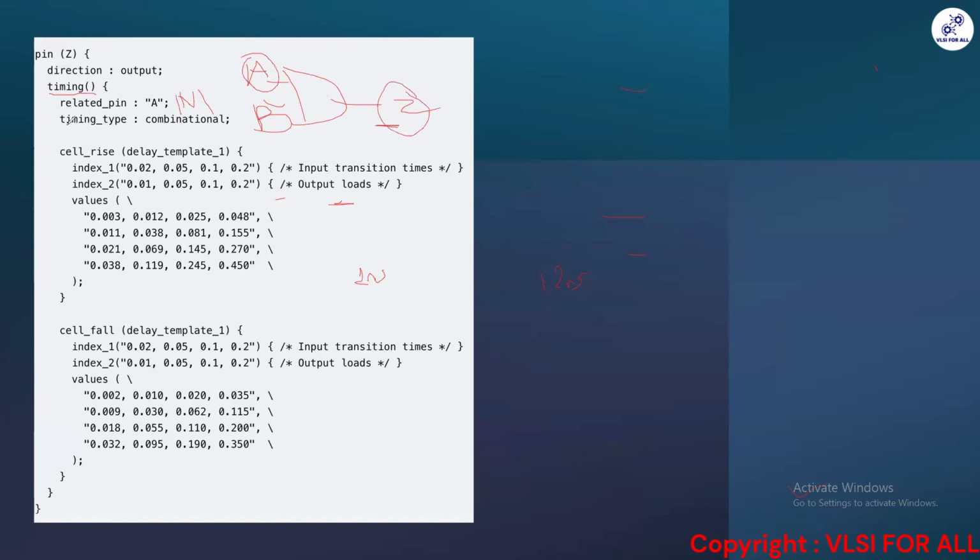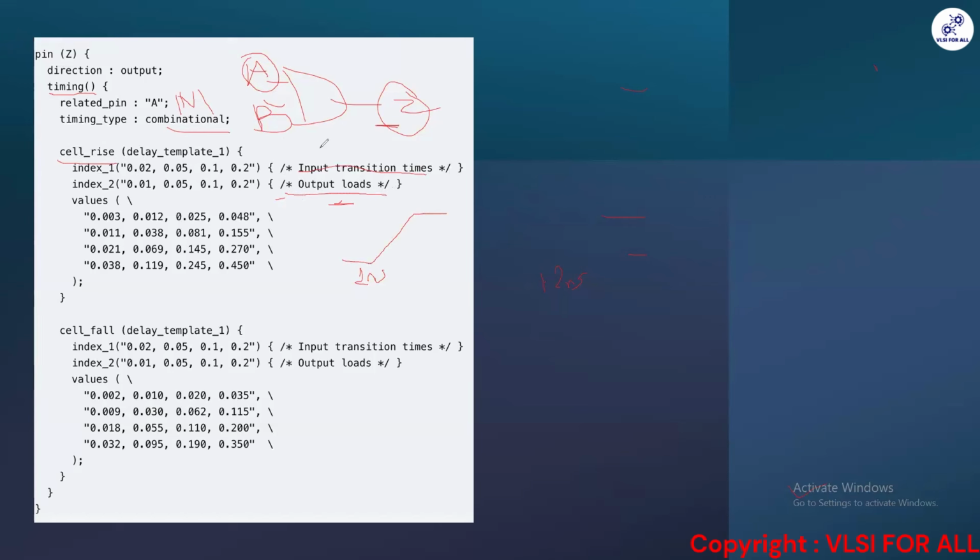Now there is a timing type. If you go and look at your sequential, it will have something related to sequential. If it is all combinational, then it will have something related to combinational. Now, if you look at it, it has a section of cell rise. It is trying to say that when my signal is making a rise transition, how will be my delay values? So it is saying how is my input transition time, how is my output capacitance load. This is index 1, this is index 2.